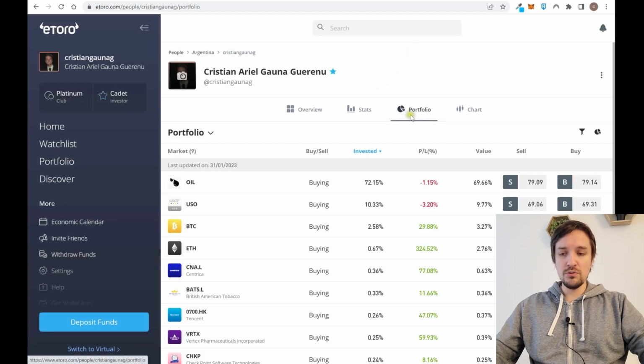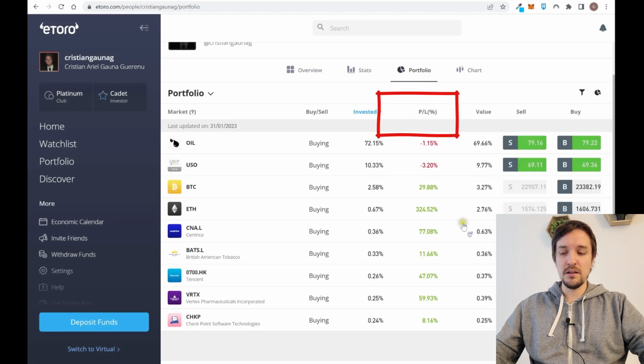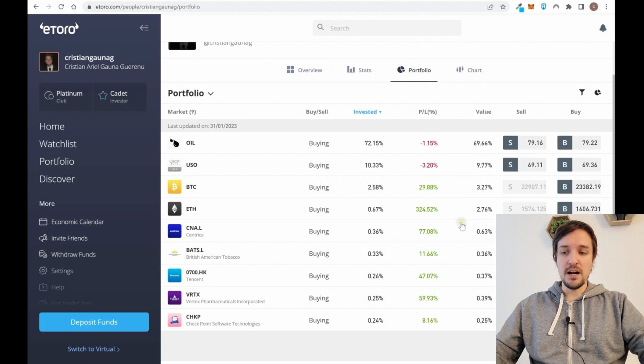Also, if you go to the portfolio tab, you can understand in which type of asset I am investing right now. For example, I have a bit of crypto, I have some stocks, but I'm also trading oil now because I believe that oil could go up. That's the reason why I opened some buying positions in oil. You can also trade short if you believe that the stock market or any specific asset is going to go down.